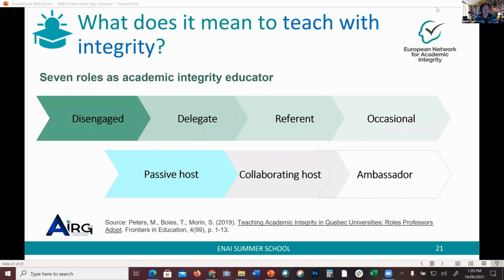So we did talk in breakout room 2 about what it means to teach with integrity. Towards the end, we talked about teaching with integrity meaning teaching our students skills. One of the research projects we did here in Quebec was interviewing 50 professors in 6 different universities. We asked them, how do you teach with integrity? What do you teach with integrity?